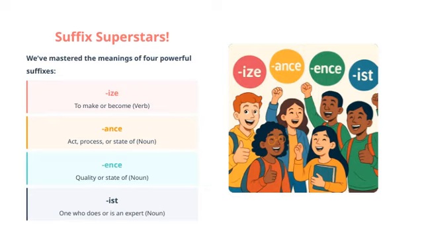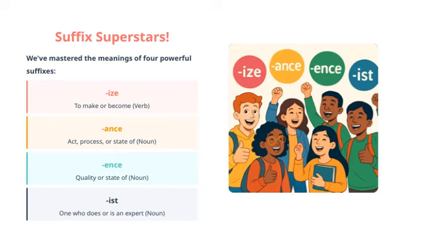Now, let's take a closer look at 4 very powerful suffixes that can really expand our understanding of words. First up, we have ist, which is used to describe someone who does or is an expert in a particular field. For example, a scientist or an artist. It's a great way to identify a person's role or expertise.